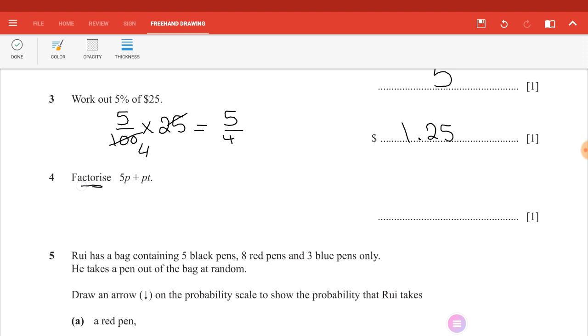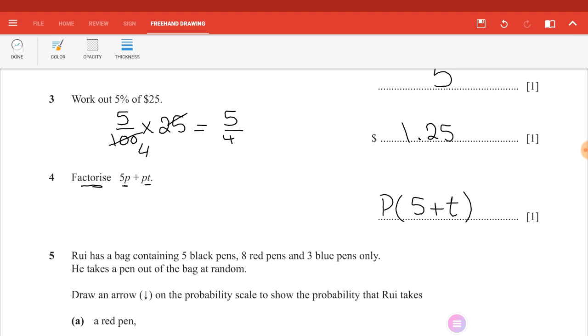Number 4, factorize. Take the highest common factor between the two terms. We can take P as a factor of each of the two terms, keeping 5 plus T.